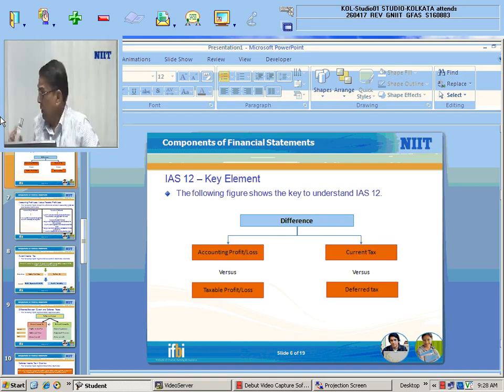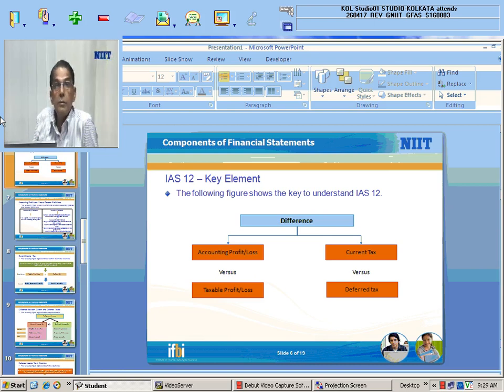As I told you, in this particular example I gave you, this is the accounting profit and loss for the first year, 450,000, whereas the taxable profit and loss is 400,000. Current tax will be calculated on taxable profit and loss, that is 120,000, but tax expense will be calculated on the accounting profit and loss as 135,000. So that difference is the deferred tax liability.